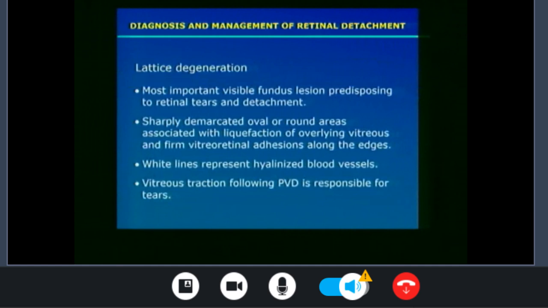Lattice degeneration is the most important visible fundus lesion predisposing to retinal tears and detachment. It is clinically characterized as a sharply demarcated area, most commonly circumferentially oriented. Sometimes they are radially arranged along vessels with crossing white lines which represent hyalinized blood vessels. So what happens in lattice? There is liquefaction of the vitreous gel over the lattice, and there is a strong attachment between the posterior hyaloid and the margin of the lattice degeneration. So when there is posterior vitreous detachment, there is a retinal break at the edge of the lattice degeneration.